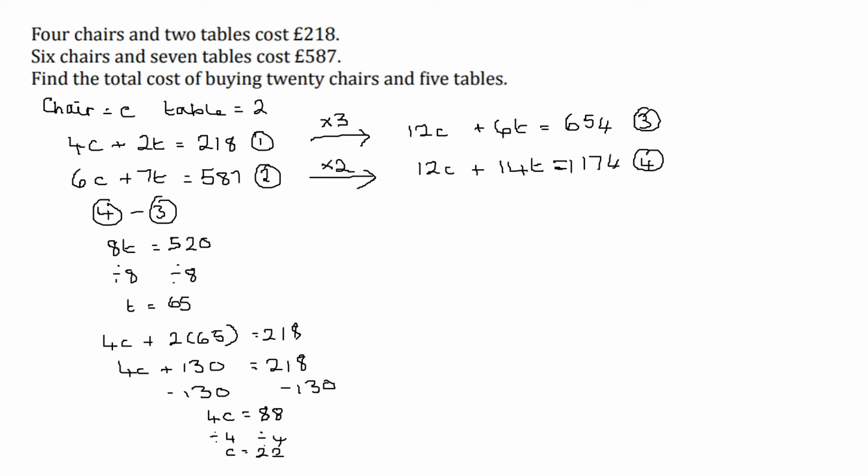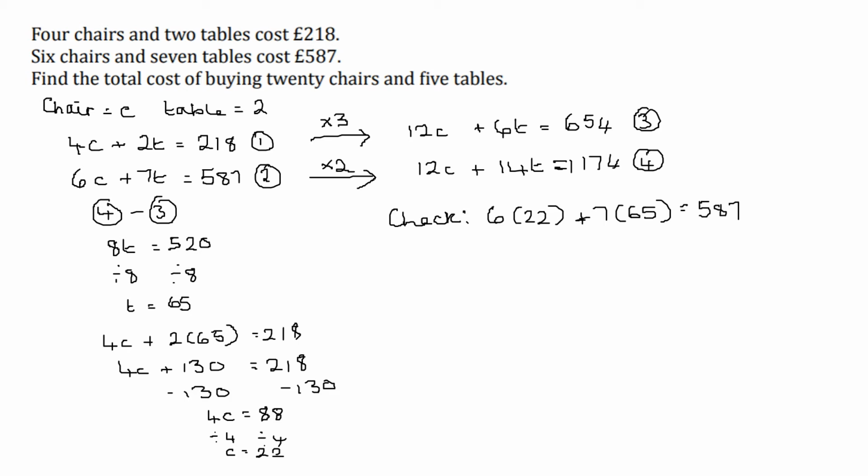Now I'm going to substitute my values of t and c into equation 2 just to check that I get 587. So this is my check. So 6 lots of 22 plus 7 lots of 65 does in fact give me 587.